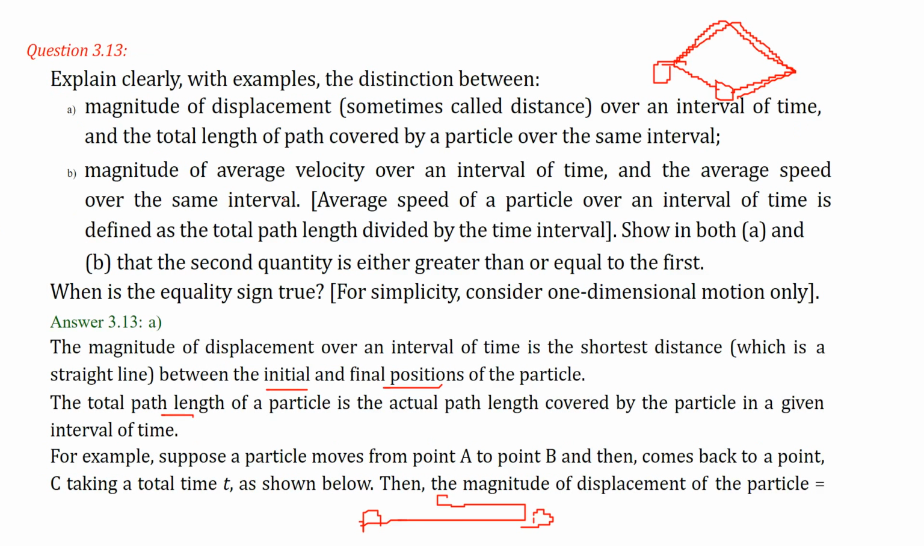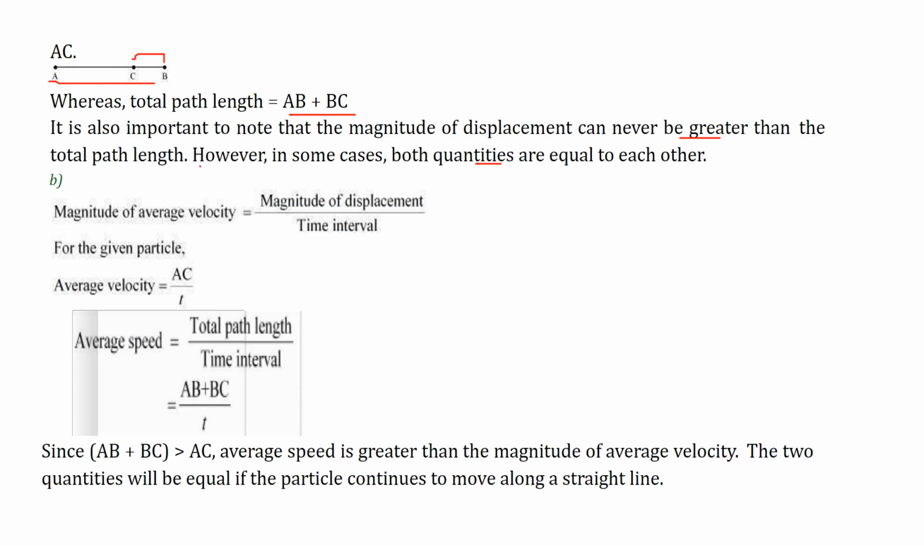The next part is magnitude of average velocity over a time interval and the average speed over the same interval. So what is the average velocity and average speed? And then we have to talk about the greaterness of the quantities as well. So what is the magnitude of average velocity? It has to be displacement by time interval. For any particle, say average velocity here.